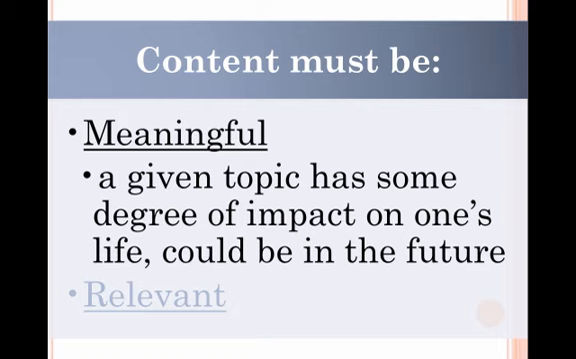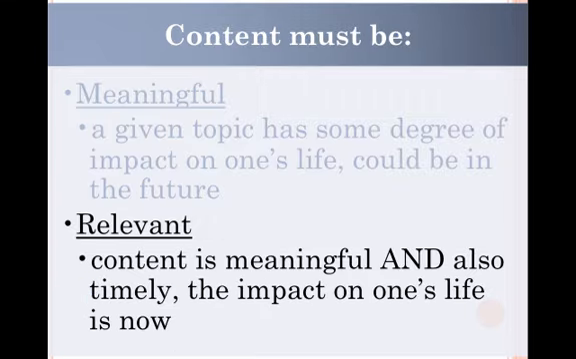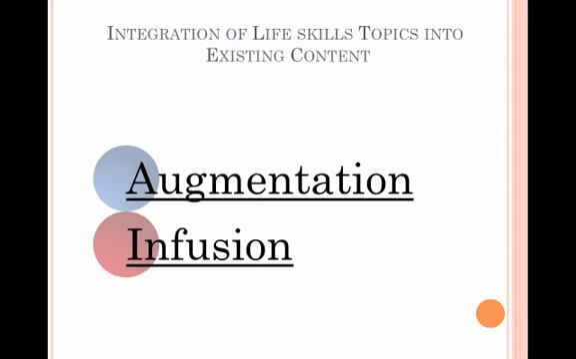Or it might be something that we teach at a younger age, like simple problem solving, that could have a huge impact on future success in using self-determination. The content is meaningful and also timely, and has an impact on one's life now. So again, skills that a student could use immediately, not only in the future, but skills that are relevant to the right now still have implications for adult successes.